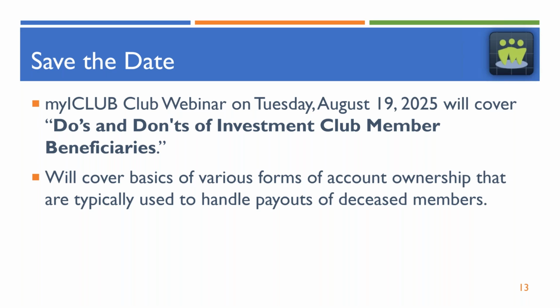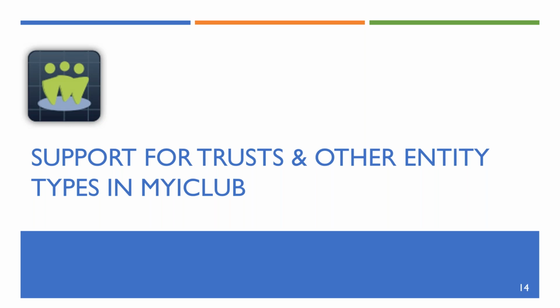Okay, and we have a nice reminder. The August 19th, 2025 webinar will cover the do's and don'ts of investment club beneficiaries. So kind of related, and we'll cover various ways of account ownership that can typically be used to handle payouts for deceased members other than trusts.